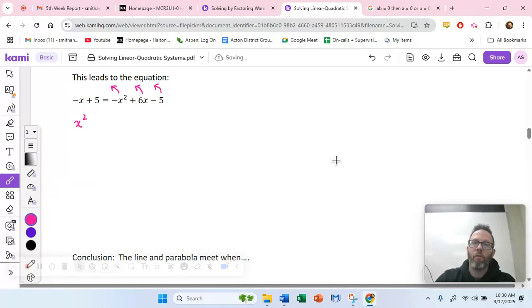move over minus x squared, change the sign, positive x squared. 6x crosses the equal sign. Now minus 6x, minus 5, move across, plus 5. And then we still have our minus x plus 5. And now, on the right-hand side, we've moved everything over. Nothing is left, equals to 0.